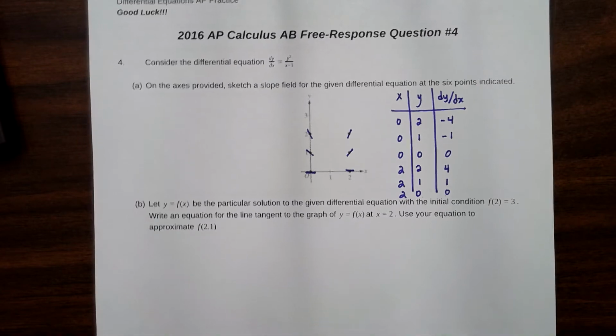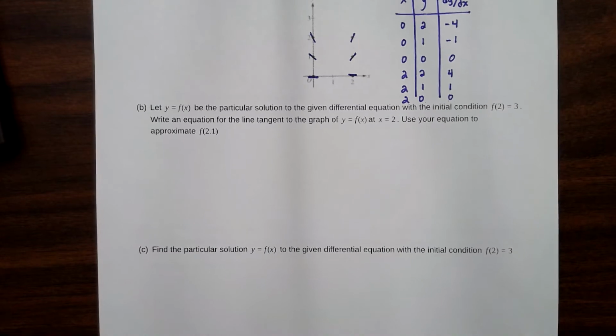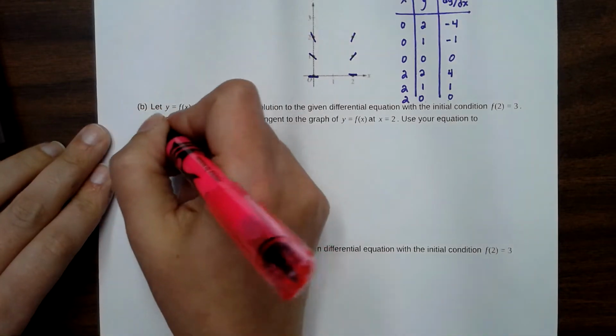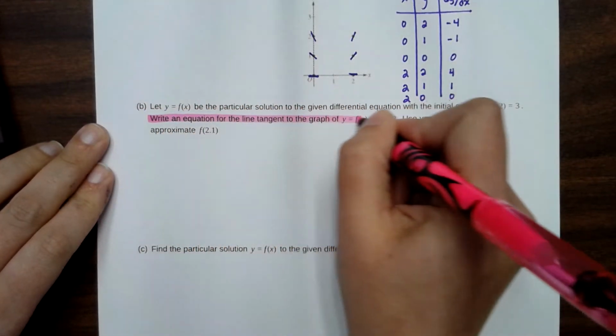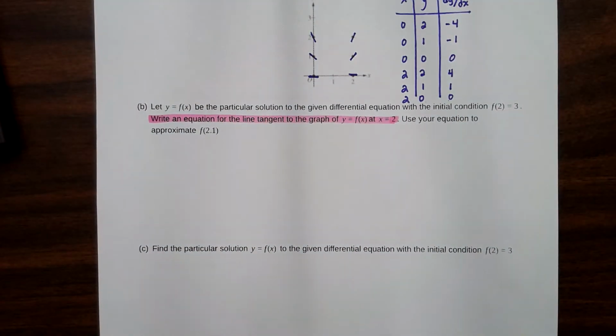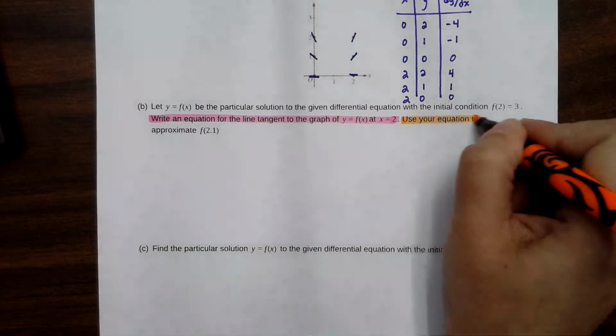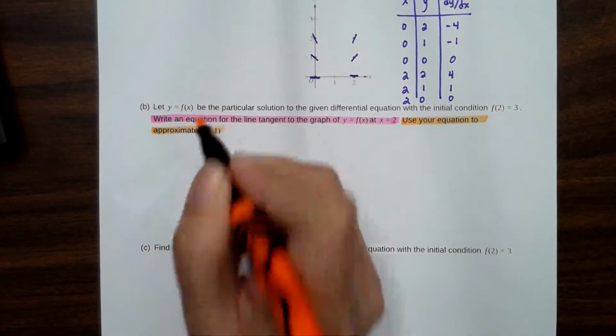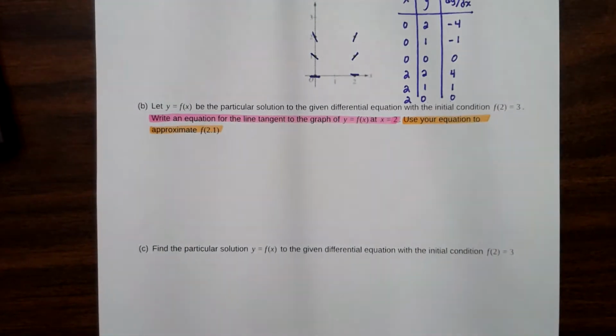For part B, it says let f of x be the particular solution to the given differential equation with the initial condition f of 2 equals 3. The directions here are to write an equation for the line tangent to the graph at x equals 2. Then use your equation to approximate f of 2.1. So after that, the second part of this question is to get an approximation.